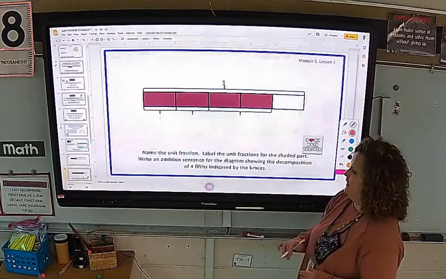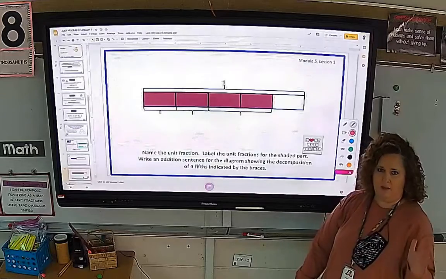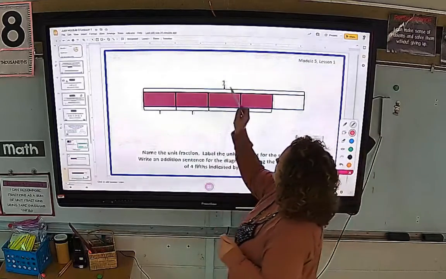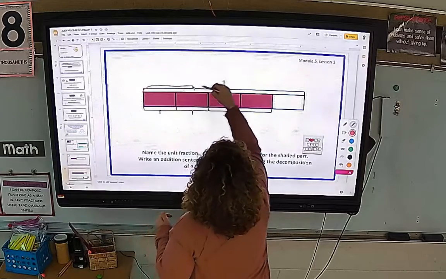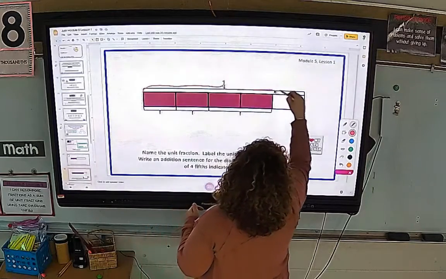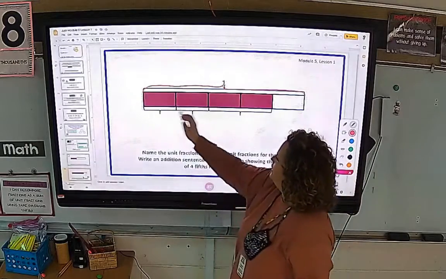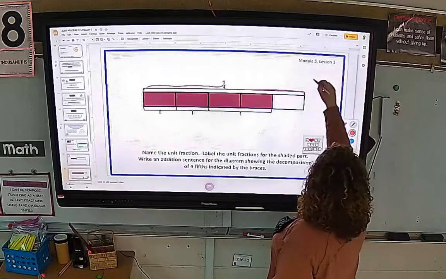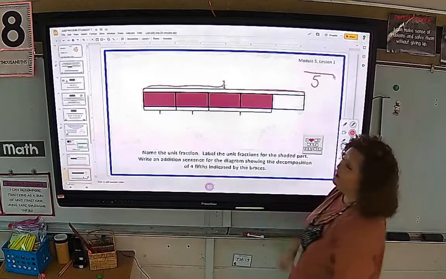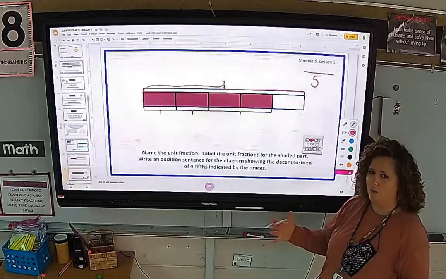Let's do the same thing. Name the unit fraction. Well, before we go there, let's count how many pieces are in the whole. This is 1. I know that the bracket starts here, it comes all the way down here, and goes to here. So I know that many pieces are in my one whole. 1, 2, 3, 4, 5. Again, it's fifths. Okay? That is my bottom number, my denominator. That is how many pieces are in the whole.